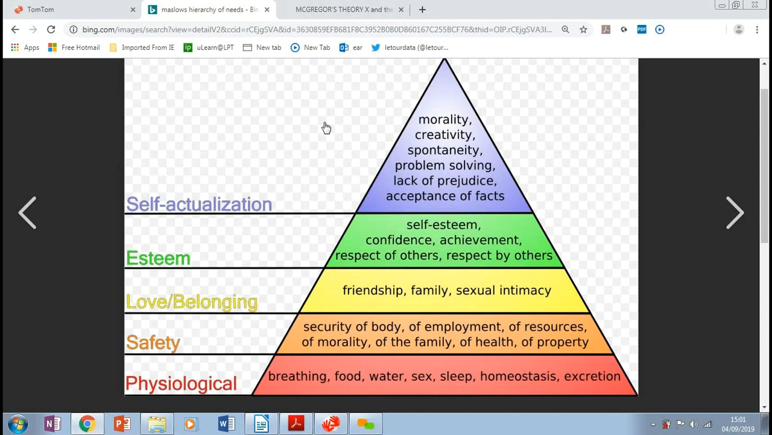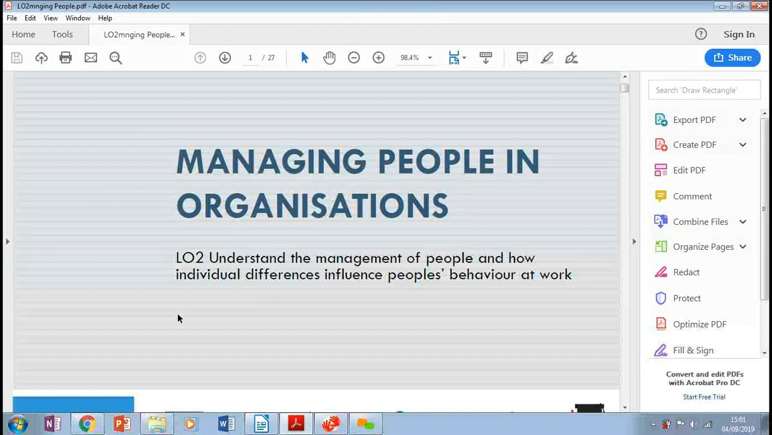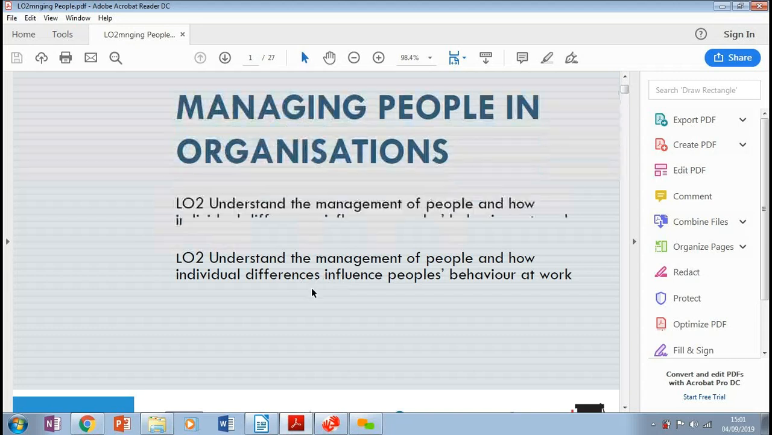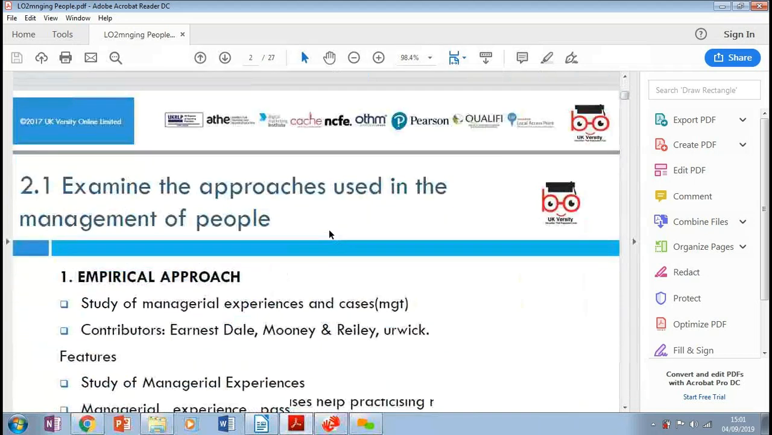Why? Because they work harder, and because they get better quality, take ownership, and they're more productive. Simple as that. So there's two. That's just a revision of some of the stuff we covered yesterday. Here's LO2. Understanding the management of people and how individual differences influence people's behaviour at work. Well, one thing there, individual differences, will be the manager's assumptions about people. And McGregor says quite a lot about it, as you know already.